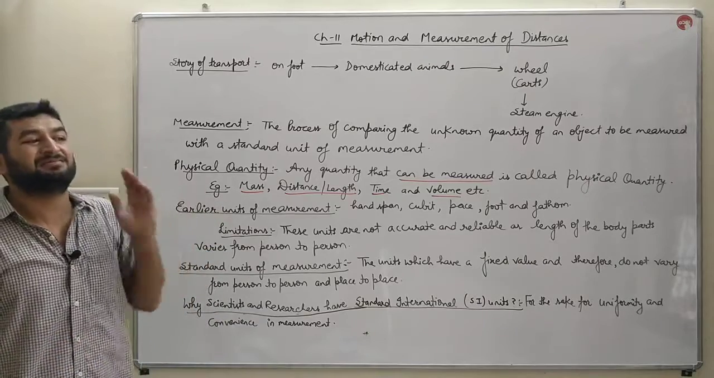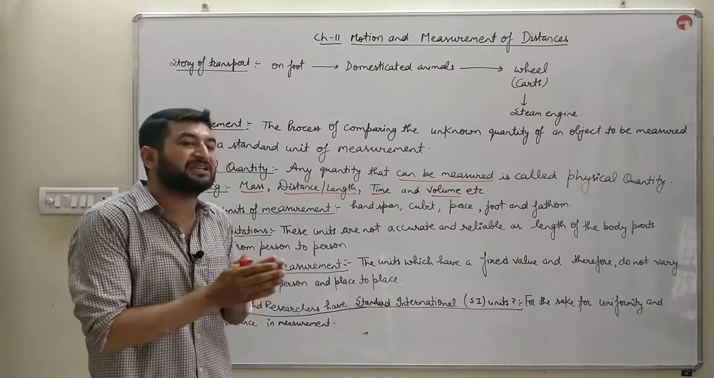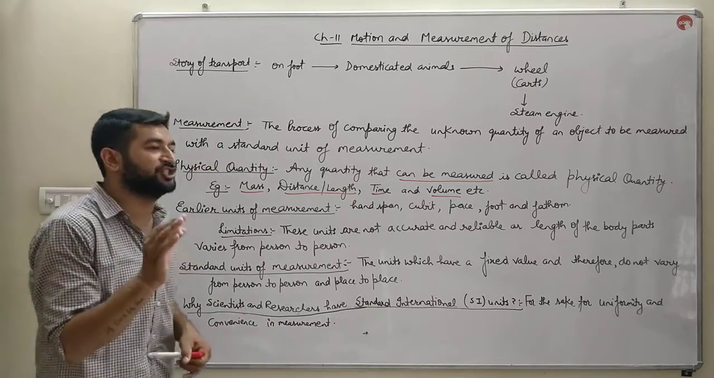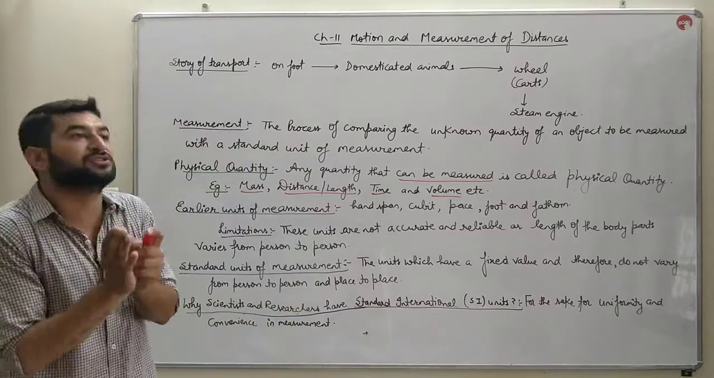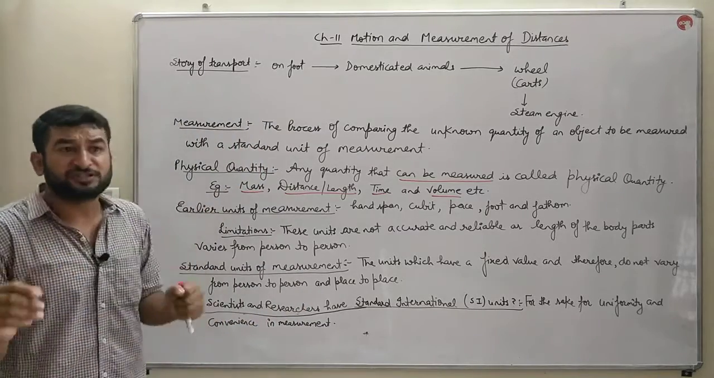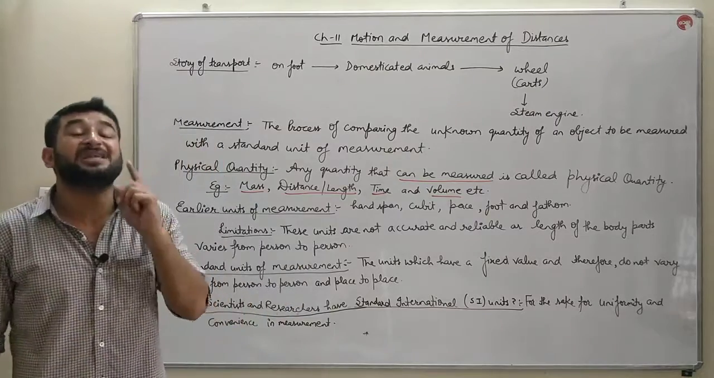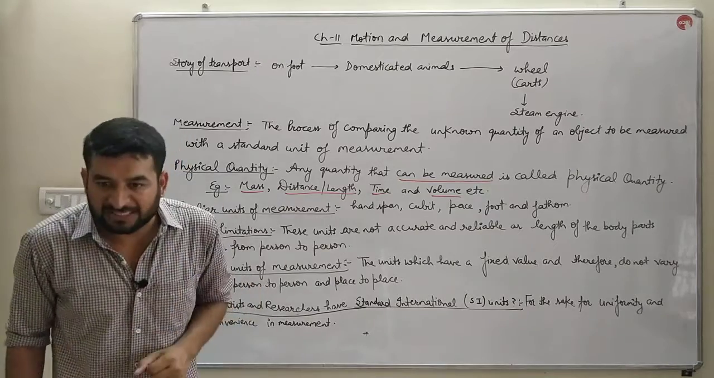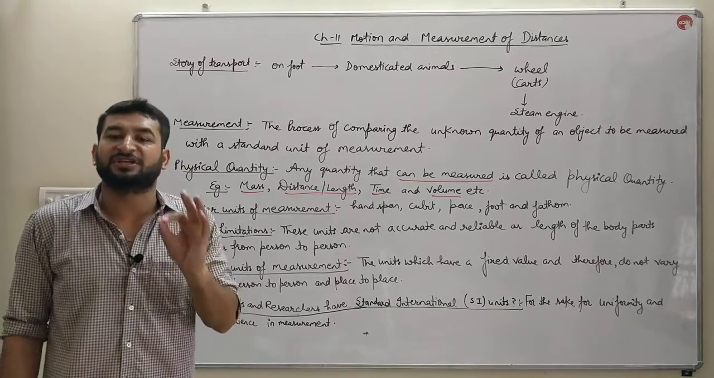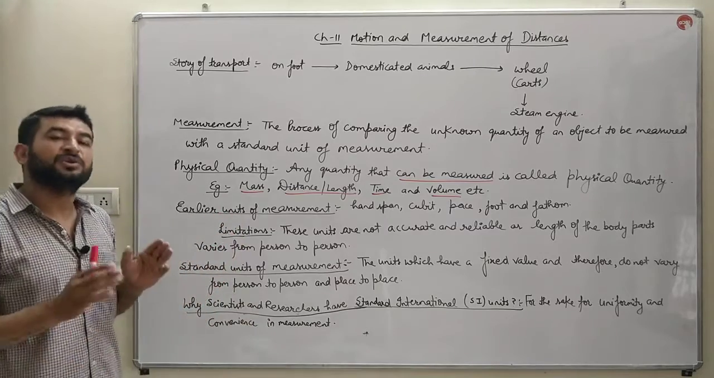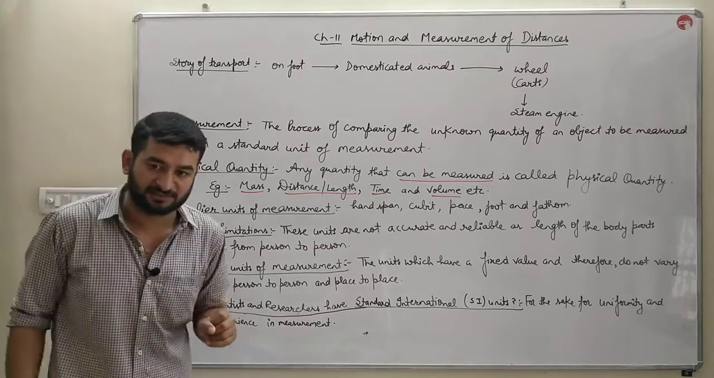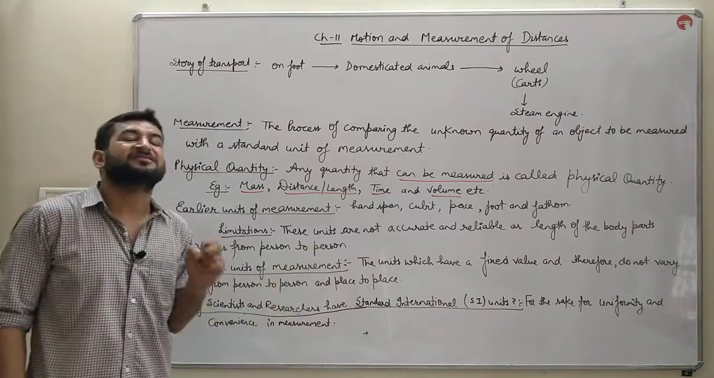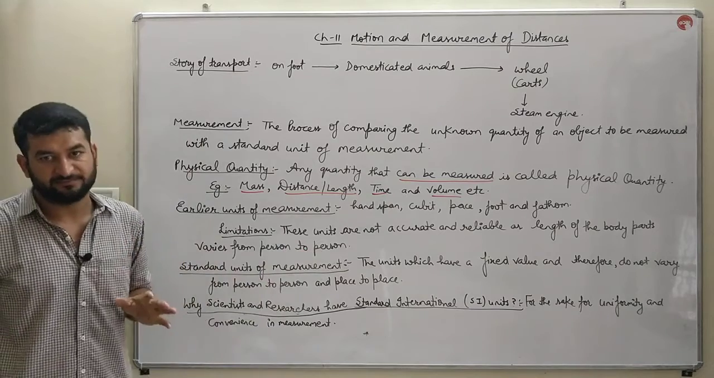So to make it stable, constant, fixed and regular, we discovered certain standard international units, the standard units of measurement. The units of measurement which are fixed and do not vary from person to person or place to place are known as standard units of measurement. The units which remain fixed for every person and every place are known as standard units of measurement.